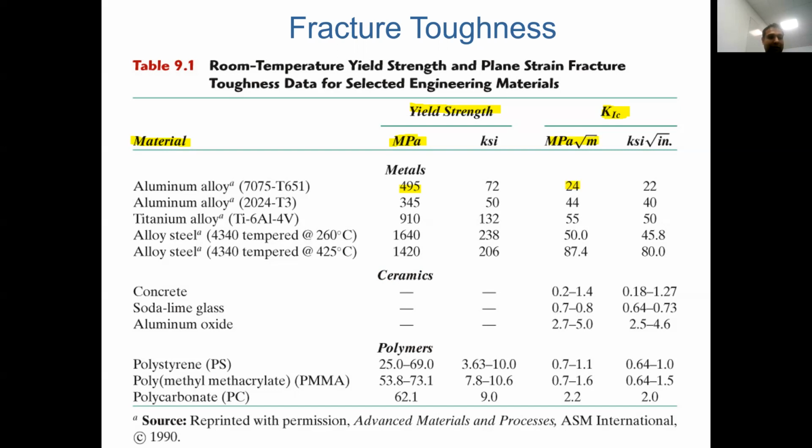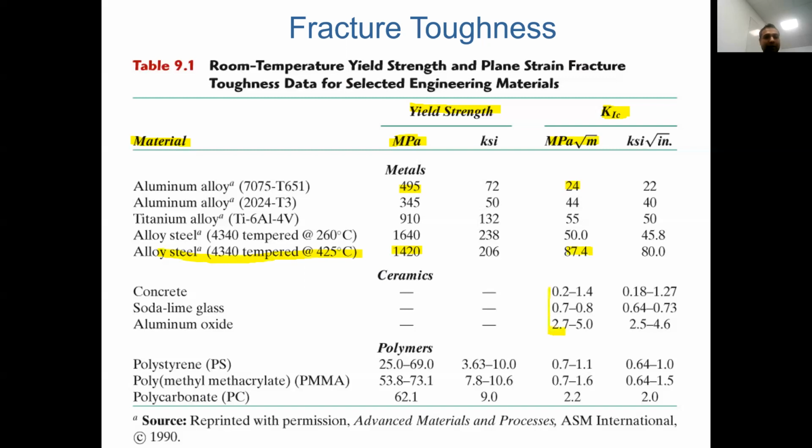If you have a look at the tempered steel at 425 degrees, its yield strength is 1420 megapascal, but its stress intensity factor is 87.4. So it will fail at 87.4 if there's a crack. And then there are concrete and the other one. Obviously, concrete, soda lime glass, and aluminum oxide have no yield strength because they are brittle materials. But if there's a crack, they will fail.